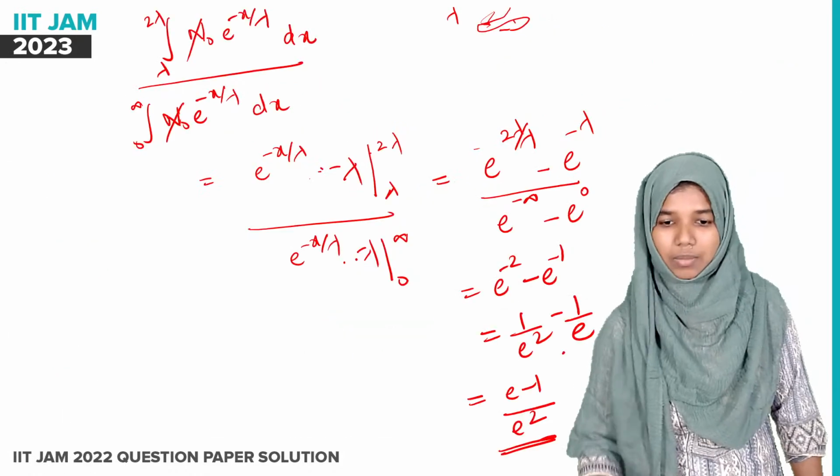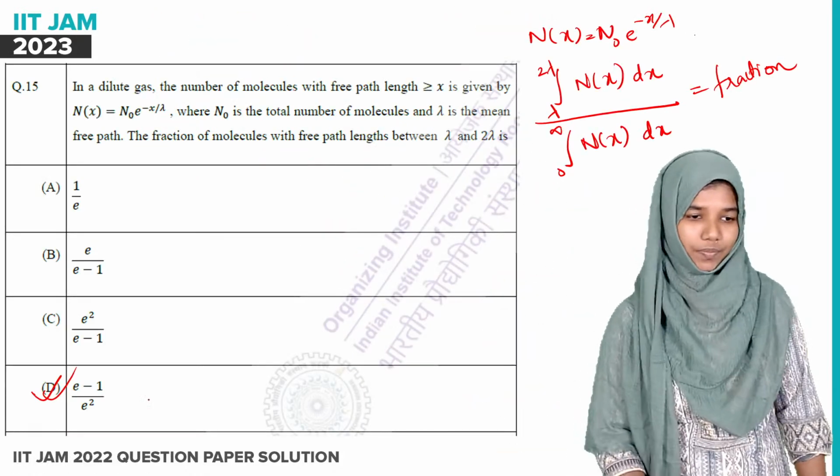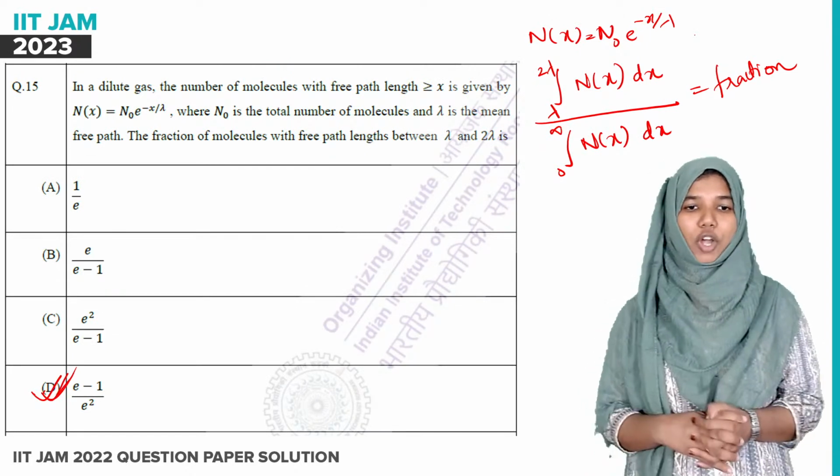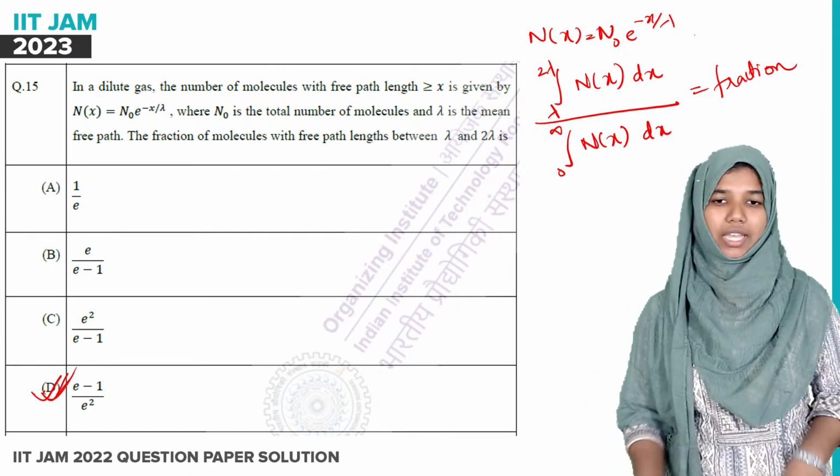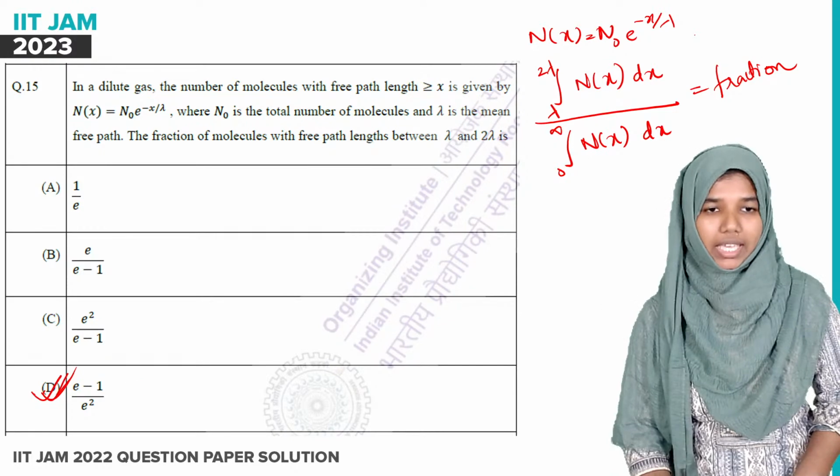Option D, e minus 1 by e square. So the fraction of molecules with free path lengths between lambda and 2 lambdas is e minus 1 by e square.